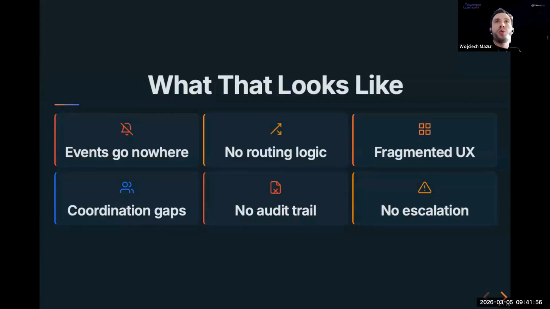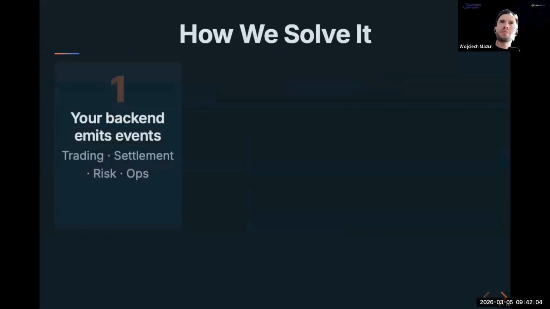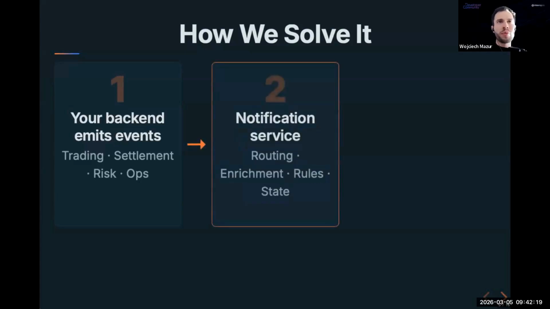So we built something that addresses all of this. And I think it's really simple, simpler than you might expect. So how do we solve it? Three components. You own the first and partially the last. The first component is your backend that emits the events. So you have the trading events, settlement events, risk operations, and so on. Then you have the notification service.